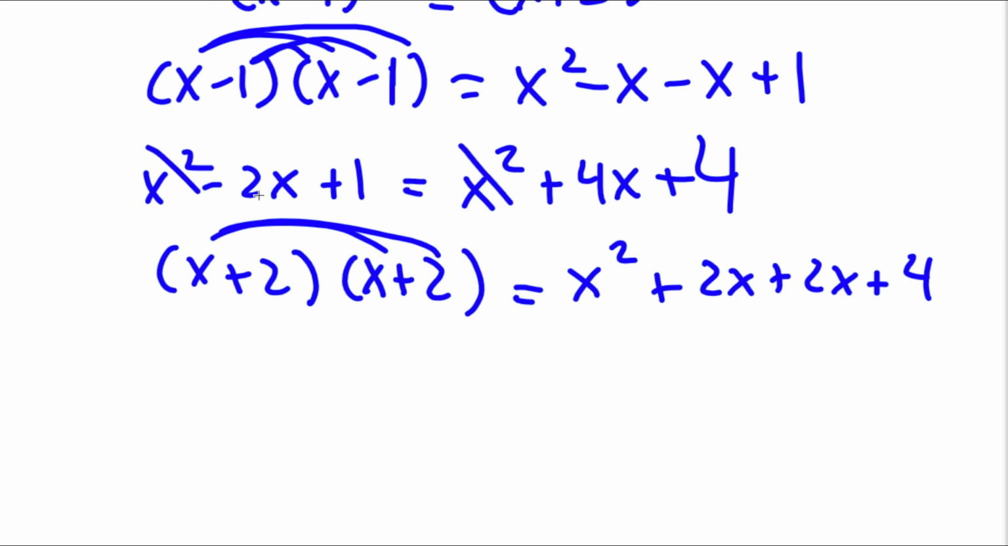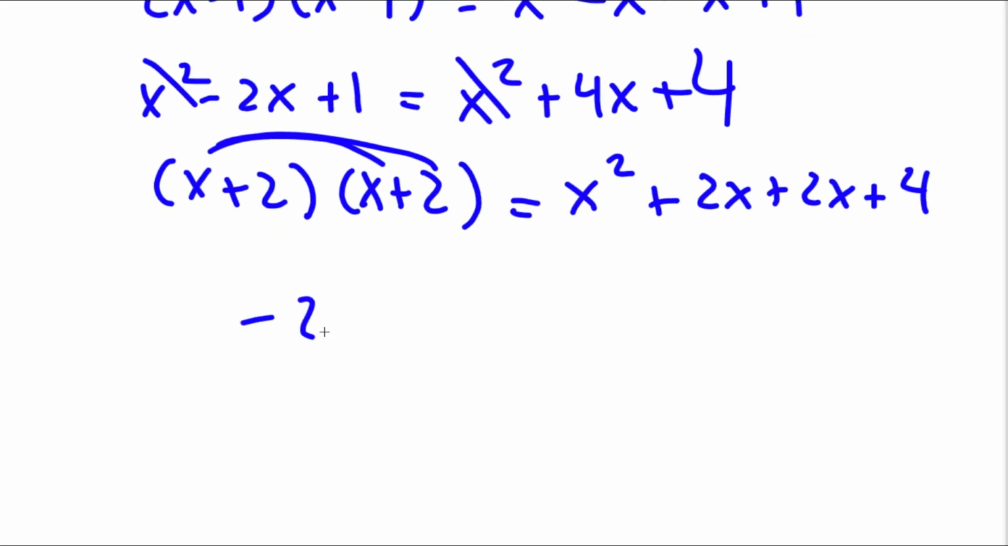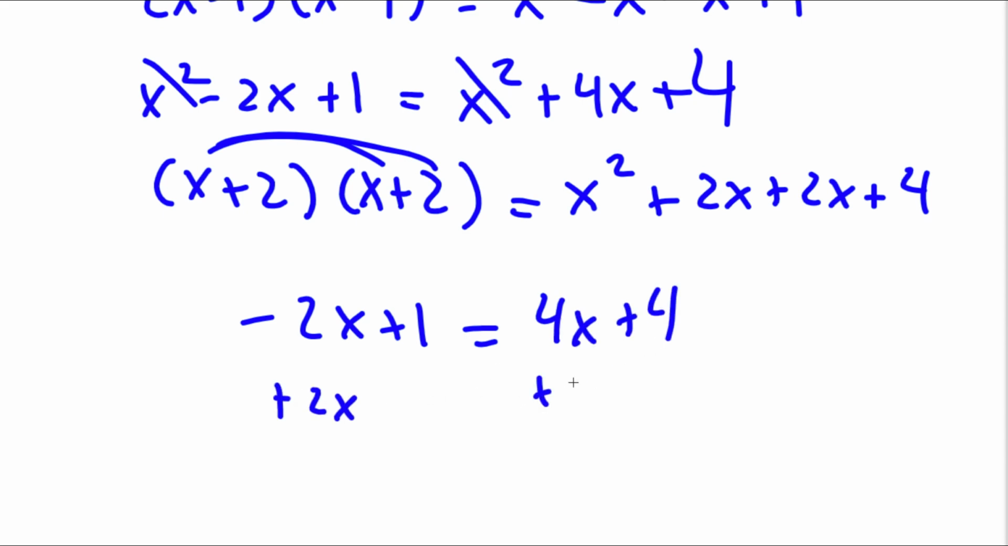Now, these two can cancel out if I subtract x² on both sides. So I get -2x + 1 is equal to 4x + 4. Now I can add 2x on both sides and subtract 4 on both sides.